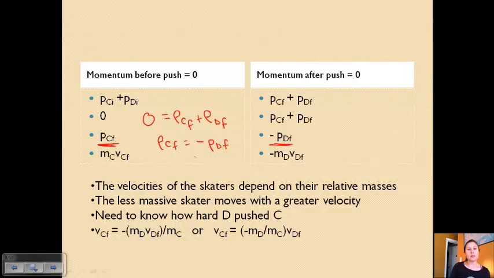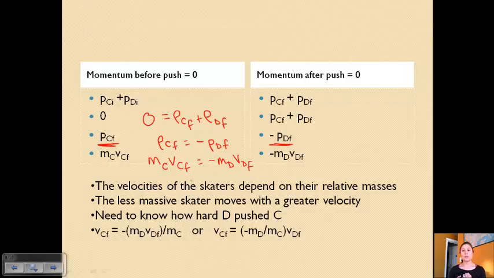We can break down the momentum equation into mass and velocity, and so final momentum of object C is really equal to the mass of that object times its final velocity, and that is equal to the negative of the mass of object D times its final velocity. And if we know 3 of these variables, we can solve for the 4th. So for example, we usually will know the mass of both the objects and the final velocity of one of them, and we could find the final velocity of the other using this conservation of momentum.